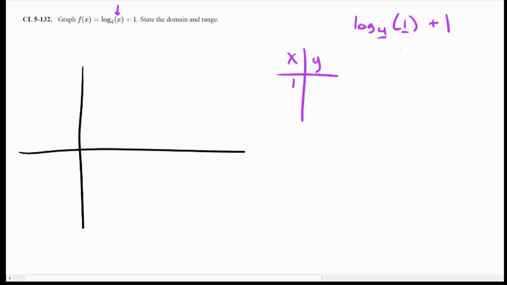So in this case, that becomes 0 plus 1. So my first point is (1, 1). So there's my first point.